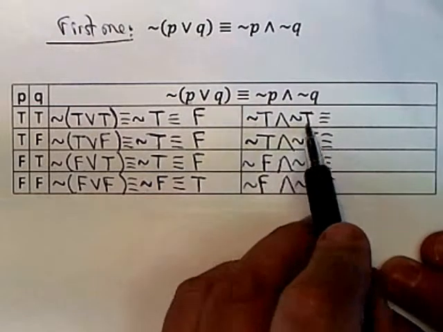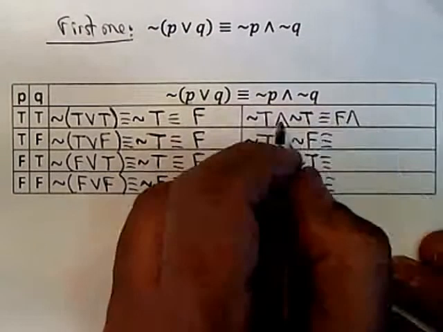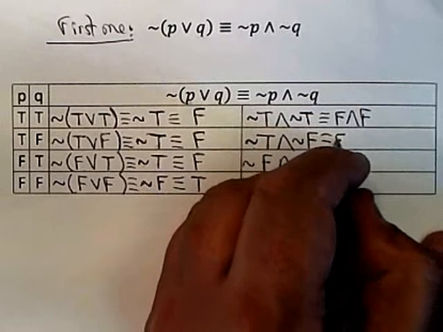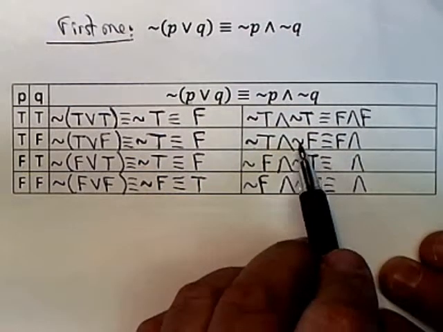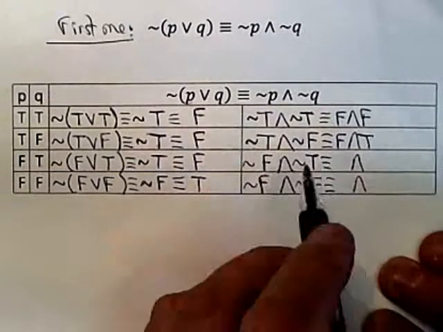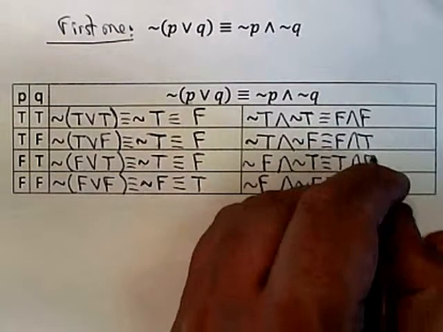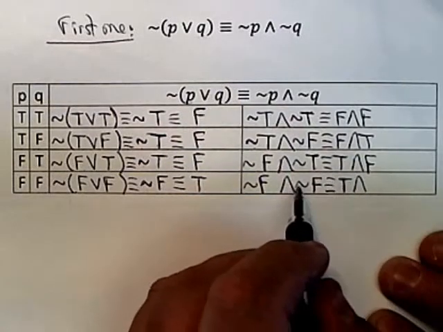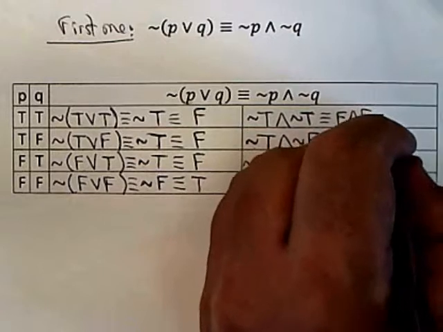Simplifying. Not true is false and not true is false. So I get false and false. Not true is false, and again, if you want to extend that pattern down, not false is true. Not false is true. Not true is false. Not false is true. Not false is true.